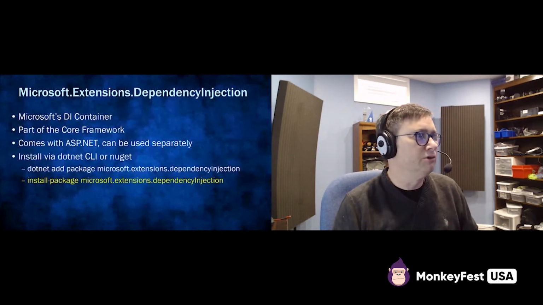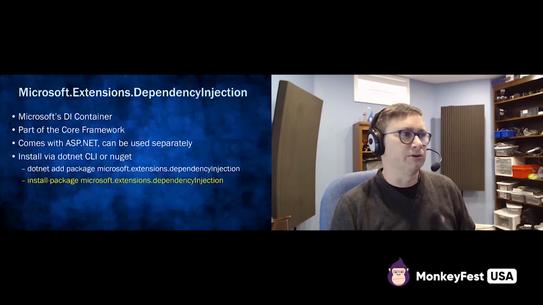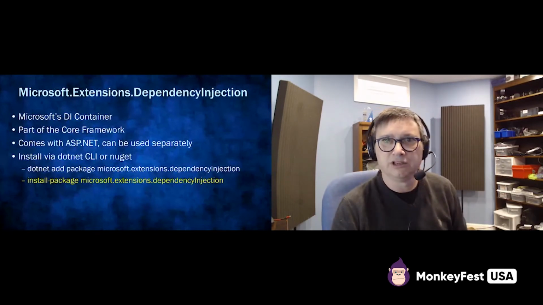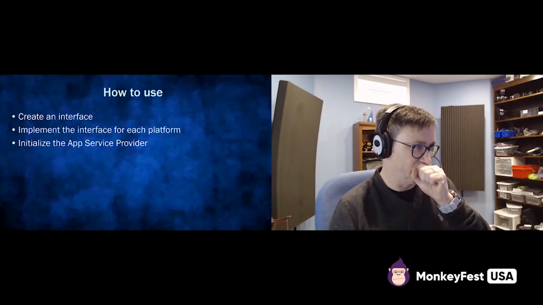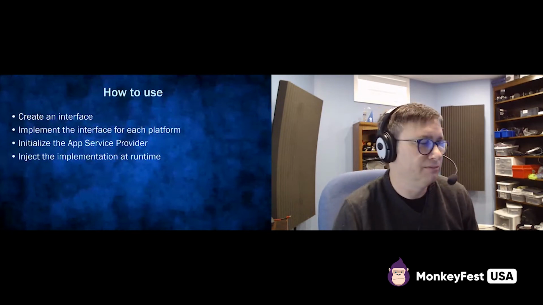So how to use it? Well, you create an interface. You implement the interface for each platform. And then you initialize the app service provider. If you've done this in ASP.NET Core or Blazor, it's pretty much the same thing. And you inject the implementation at runtime.